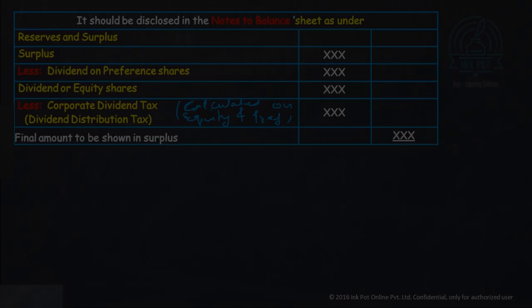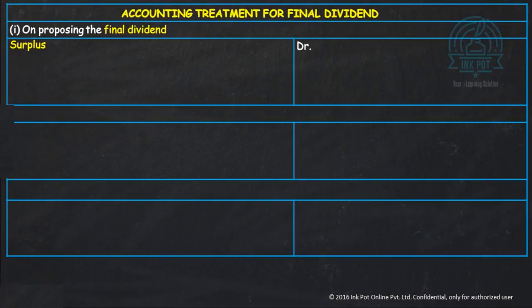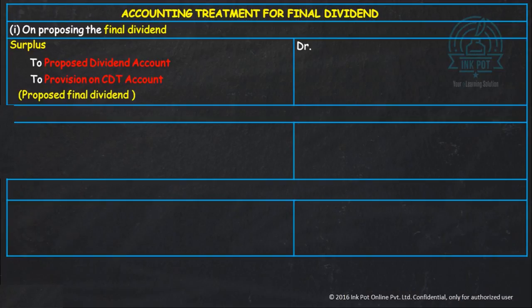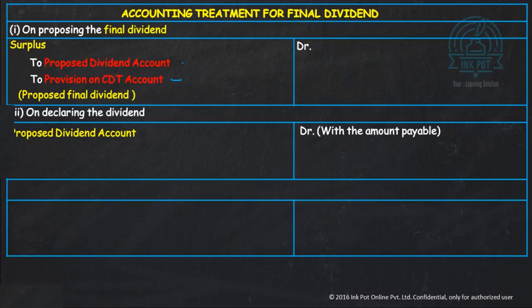Now, journal entries related to proposed dividend. First of all, as you already know, proposed dividend is to be paid out of the current year's profit of the company. Those current year profits are known as surplus. So the first entry: surplus account debit to proposed dividend and provision for CDT, because the provision for CDT is already being made along with your surplus and proposed dividend account. Then when the dividend is declared, proposed dividend account debit to dividend payable account.